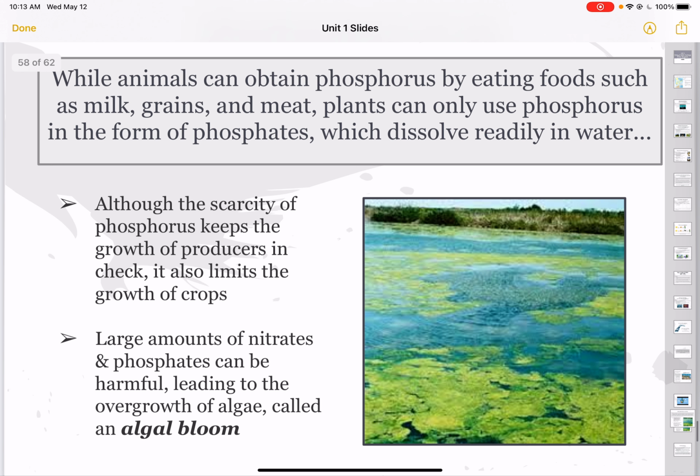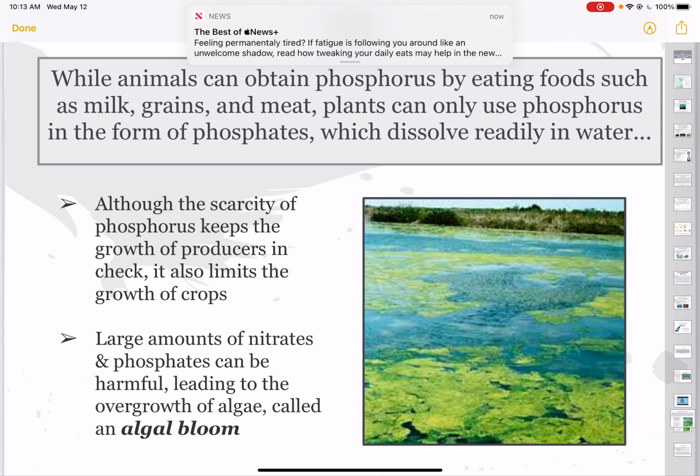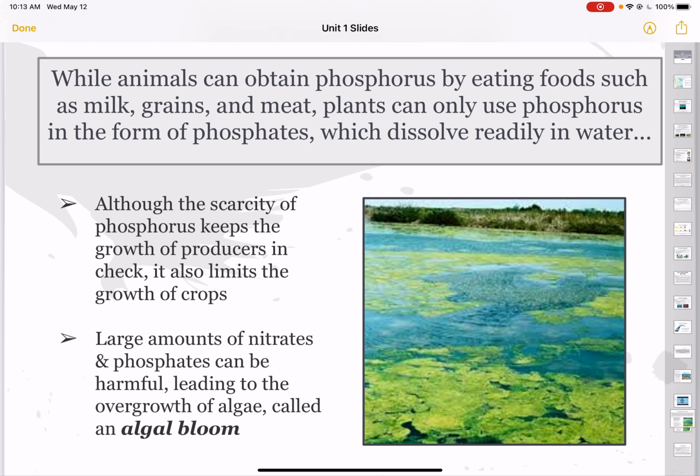While animals can obtain phosphorus by eating food such as milk, grains, and meat, plants can only use phosphorus in the form of phosphates, which dissolve readily in water. Although the scarcity of phosphorus keeps the growth of producers in check, it also limits the growth of crops. Large amounts of nitrates and phosphates can be harmful, leading to the overgrowth of algae called an algal bloom.